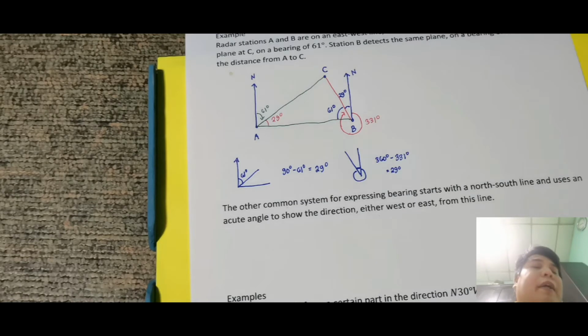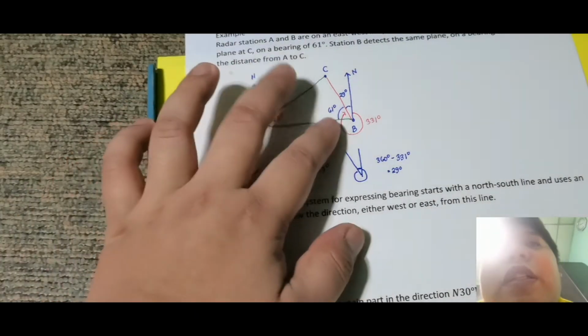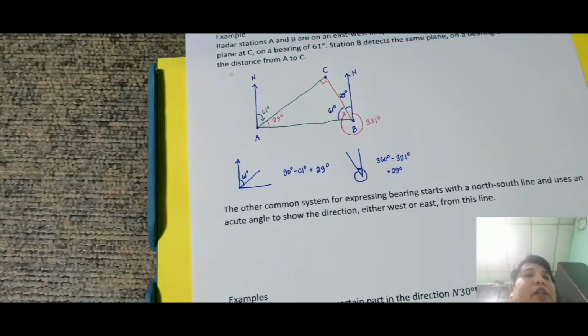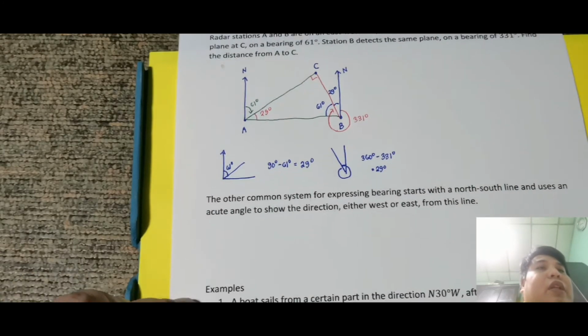So aware tayo na ang isang triangle, ang total measure ng kanyang interior angle is 180. So that is 180 minus 29 minus 61 degrees, that is 90. Okay? So, napansin mo, ibig sabihin, ito po yung right angle niya. Ngayon, napansin nyo, since siya ay right angle, possible na makapaghanap tayo ng value dito using the trigonometric function, saka si Pythagorean theorem.